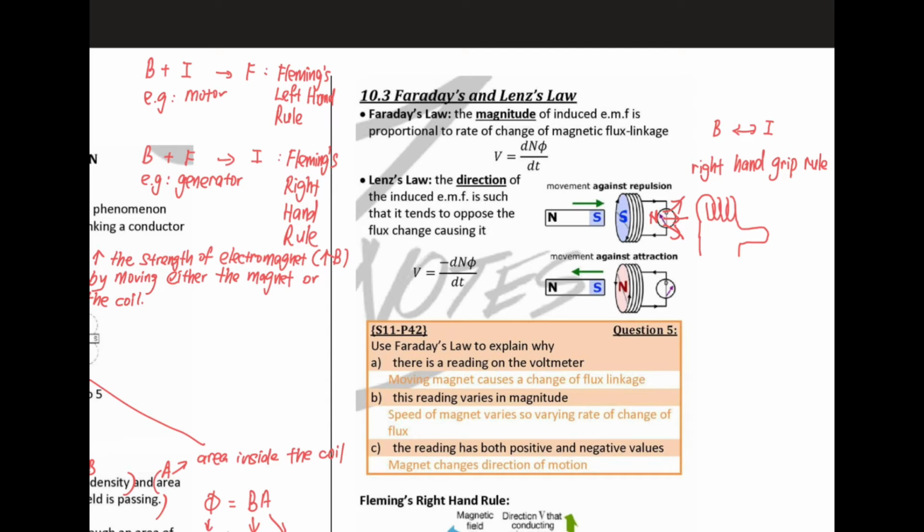Okay, so that is oppose. Okay, so then that is Lenz's law. So another example, your permanent magnet, in order to create EMF, you have to move in and out, in and out.